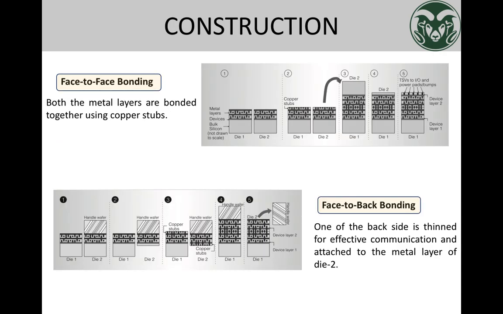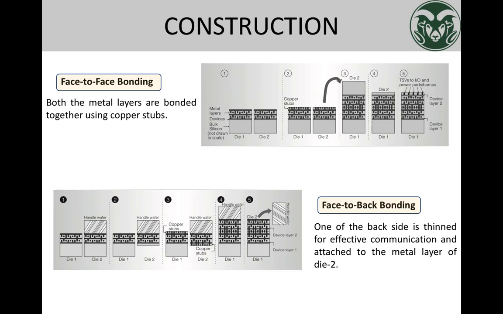How exactly are these 3D ICs built? There are two main ways to stack up the 3D ICs. The first method is face-to-face bonding, where both the metal layers of the ICs are connected together by a copper stub to form a 3D IC, and once the connection is made, the bulk silicon layer is chopped off so that the connections to the overall IC could be made, hence forming a three-dimensional integrated circuit.